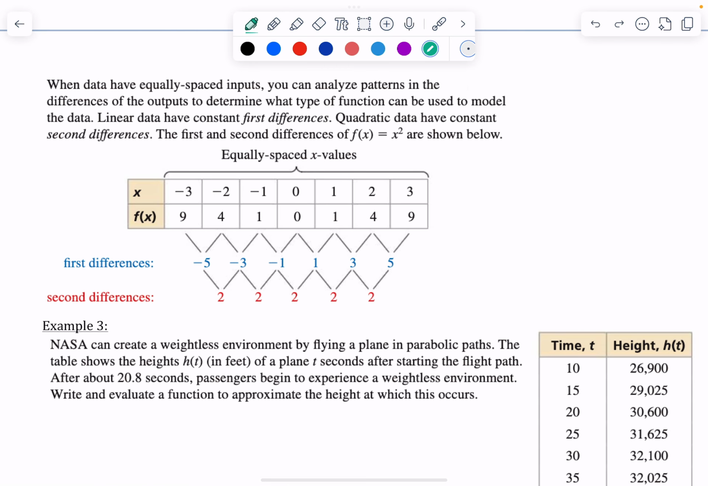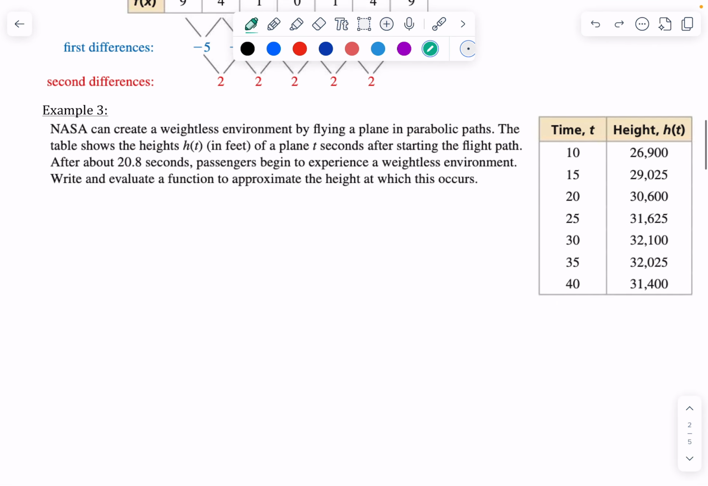All right, so I'm going to skip this for now. We'll come back to it later. Let's go to example 3. NASA can create a weightless environment by flying a plane in parabolic paths. The table shows the heights, h of t in feet, of a plane t seconds after starting the flight path. After about 20.8 seconds, passengers begin to experience a weightless environment. Write and evaluate a function to approximate the height at which this occurs.